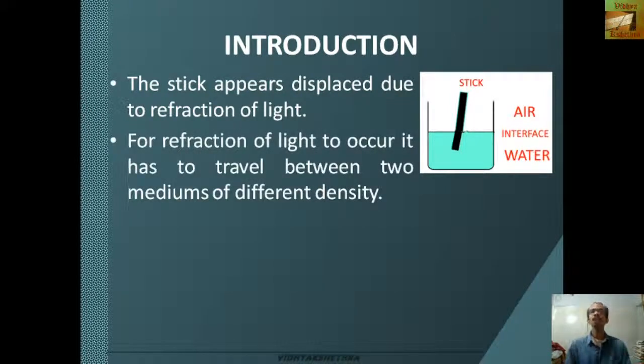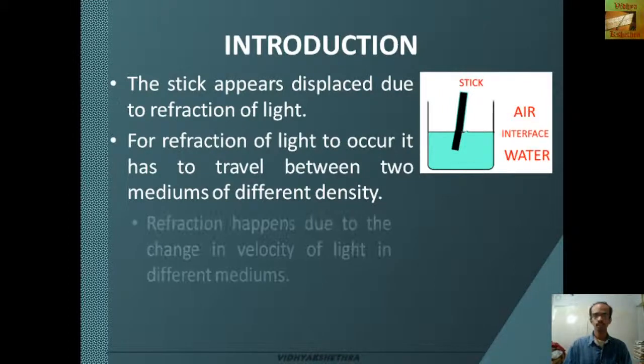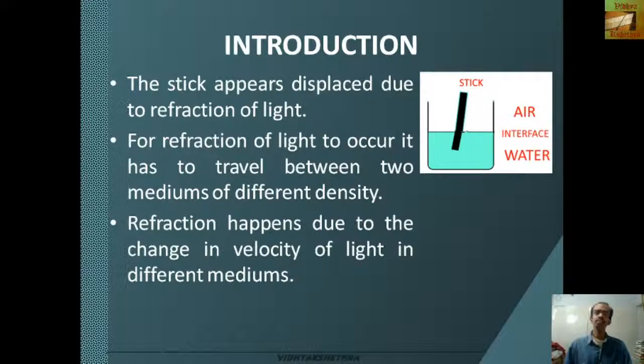For refraction of light to occur, it has to travel between mediums of different density. As it is shown here, air has lesser density while water is denser than air. Now, why does this refraction happen? Refraction happens due to the change in velocity of light in different mediums. In case of air, light is much faster when compared to the speed of light in water.